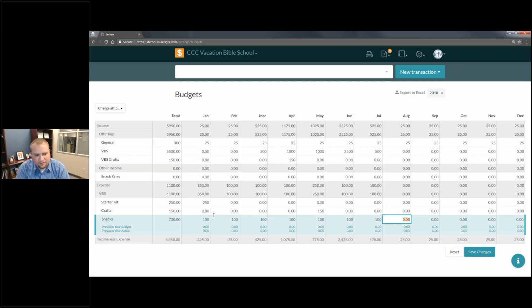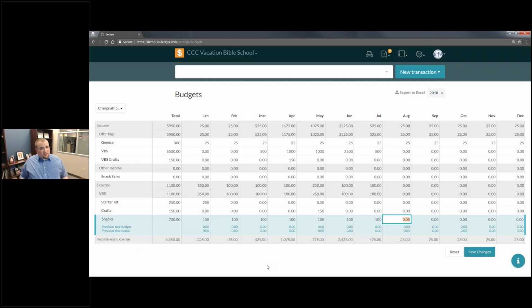Now we have what's called a surplus because our income far exceeds our expenses, but we don't have a complete picture. There should be other expenses, I'm sure, that we're not factoring in here. So I'm just going to leave that as that. But you can see that at the bottom line, income less expense.